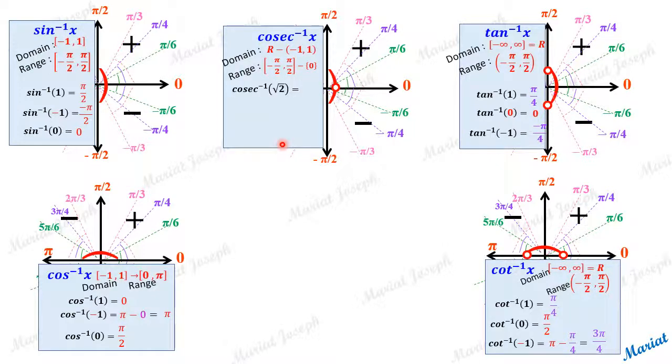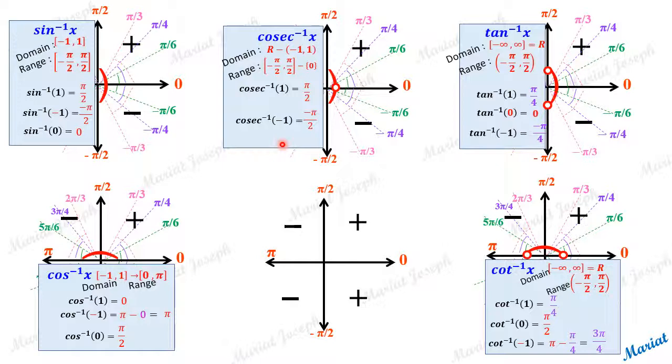Minus pi by 3. Cosec inverse root 2 is pi by 4, because sine pi by 4 is 1 by root 2. Cosec pi by 4 is root 2. Reciprocal. Cosec inverse minus root 2 is minus pi by 4. Cosec inverse 1 is pi by 2. Cosec inverse minus 1 is minus pi by 2, etc.